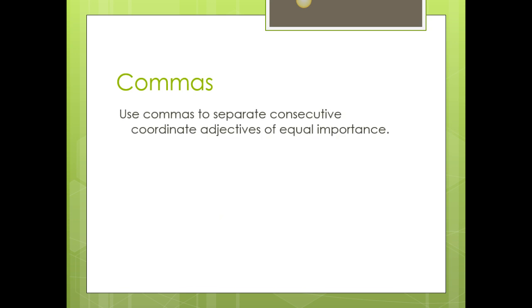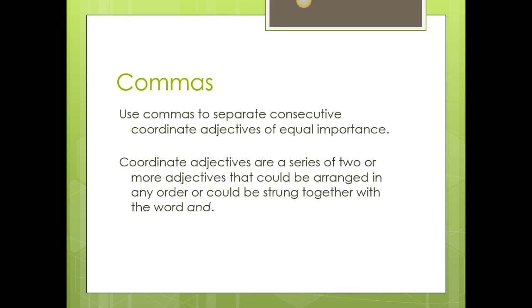Commas are also used to separate consecutive coordinate adjectives of equal importance. Let me explain what that means. It's a series of 2 or more adjectives. Okay, they're going to modify a noun. They could be arranged in any order, or they could be strung together with the word and. Let's look at an example.